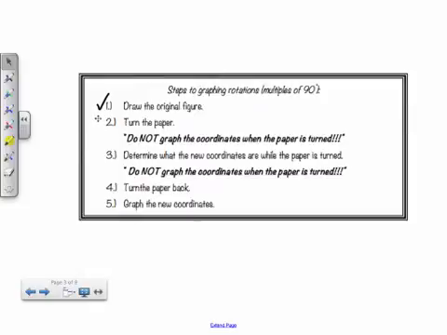So let's look back at our list and see if we did everything we need to do in step 2. Step 2 says to turn the paper, which we did. Your paper should still be turned in front of you, okay? Now step 3, this is where it's very difficult, so pay close attention. Determine what the new coordinates are while the paper is turned. Again, you are doing no graphing at all while your paper is turned, all right?